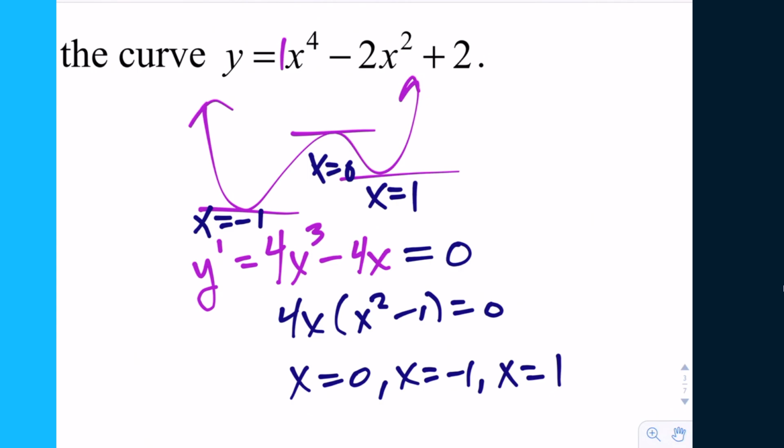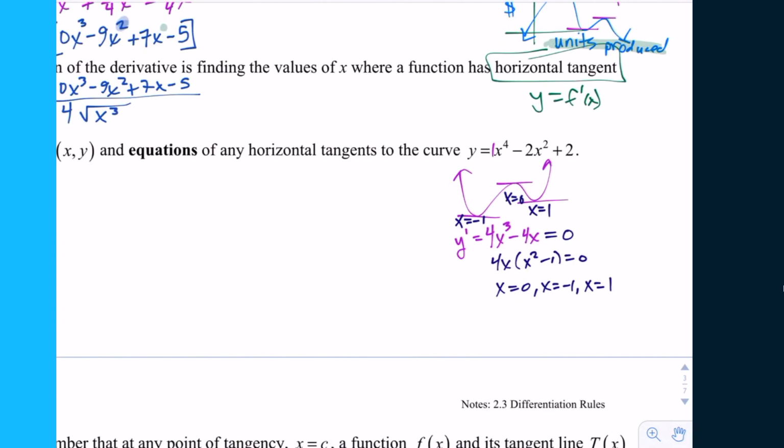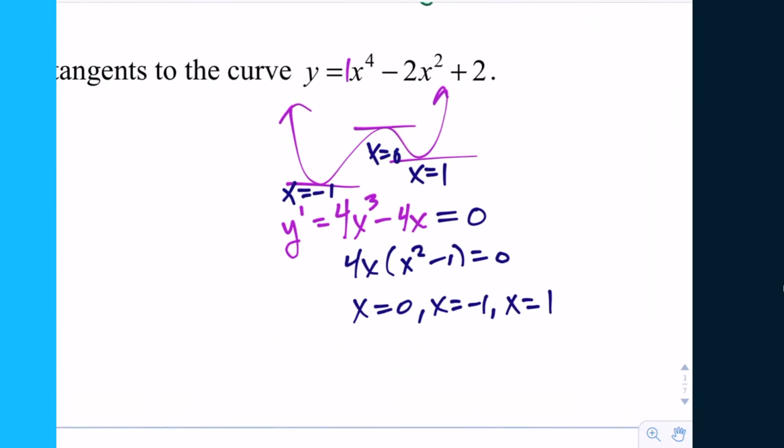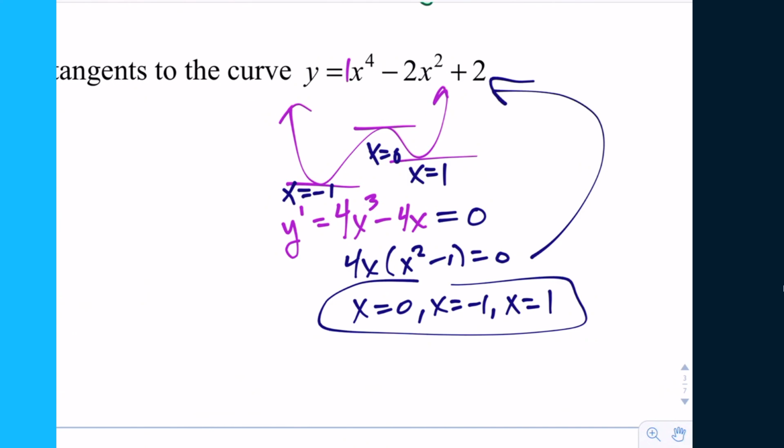Now we're not going to have time to finish this because we need the y values there, but it's real easy to finish. All you have to do is plug these x values back in up here. And what's the equation of a horizontal line? It's just y equals the y value. Yeah. So like at 0, it's going to be y equals 2.